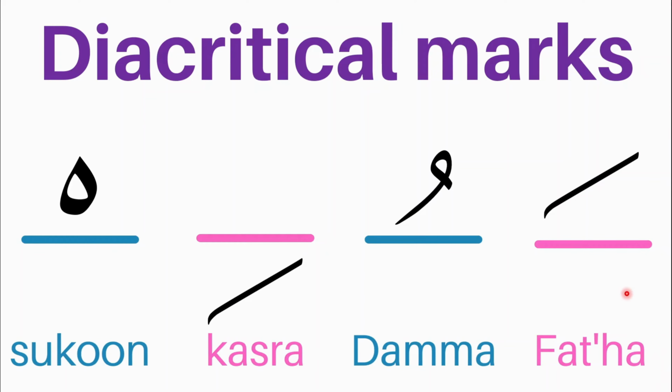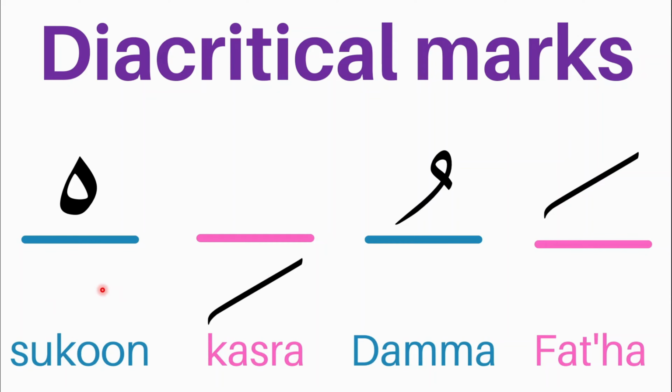The first one is فتحة, which looks like a small tilted line, and we put it above the letter. Second mark is ضمة, which looks like the letter waw, but it's even much smaller, and also we put it above the letter. Third mark is كسرة, which looks exactly the shape as فتحة, but we put it below the letter. This is the difference between them.